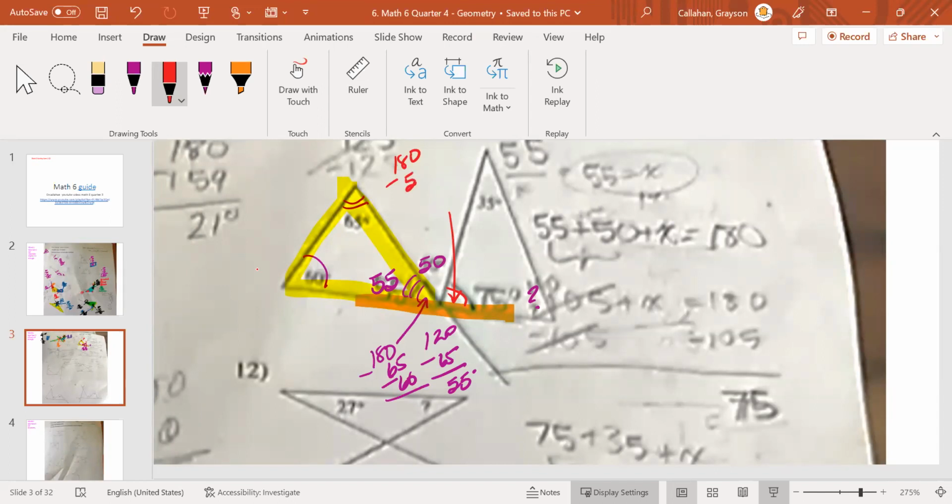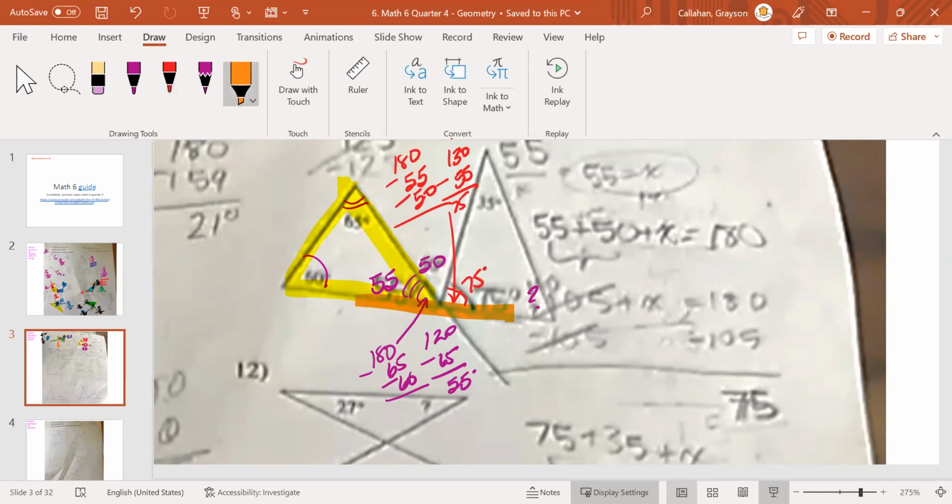55 and 50. So let's subtract this. 180 minus 50 is going to be 130. What's 130 minus 55? 45 plus 30 is 75. This angle is 75 degrees, right?